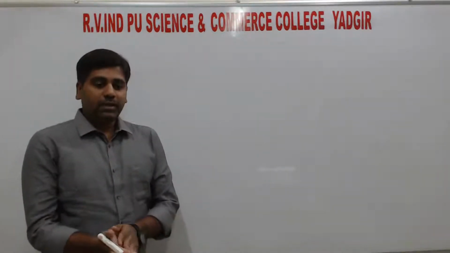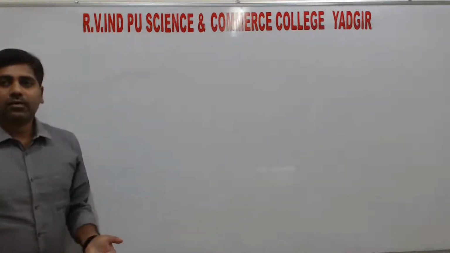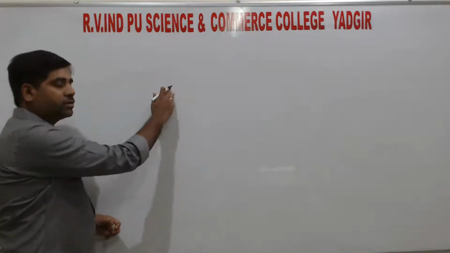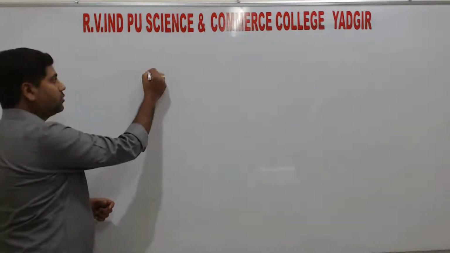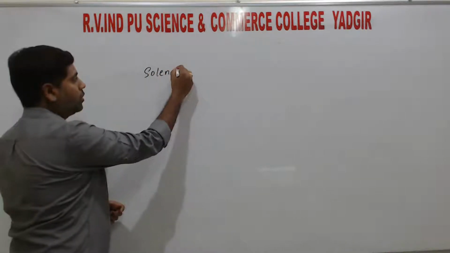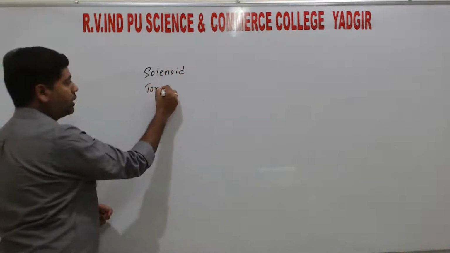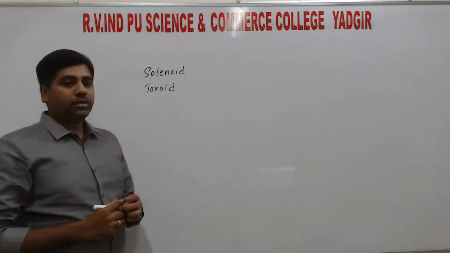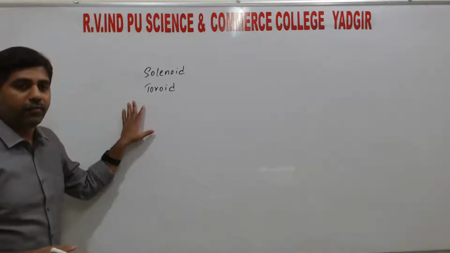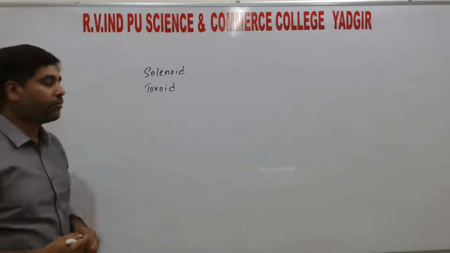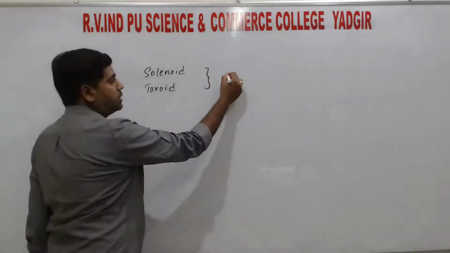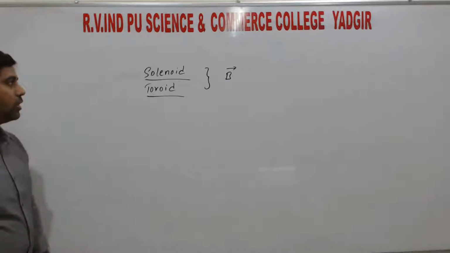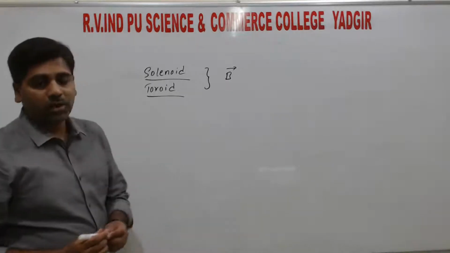Good morning, students. In the last class, we discussed Ampere's Circuital law. Using that law, we discussed its applications: one is the solenoid, and another one is the toroid. These two are instruments or equipment by which we can produce a magnetic field. Using Ampere's Circuital law, we are going to find the magnetic field in a solenoid and a toroid. Let's discuss one by one, starting with the solenoid.